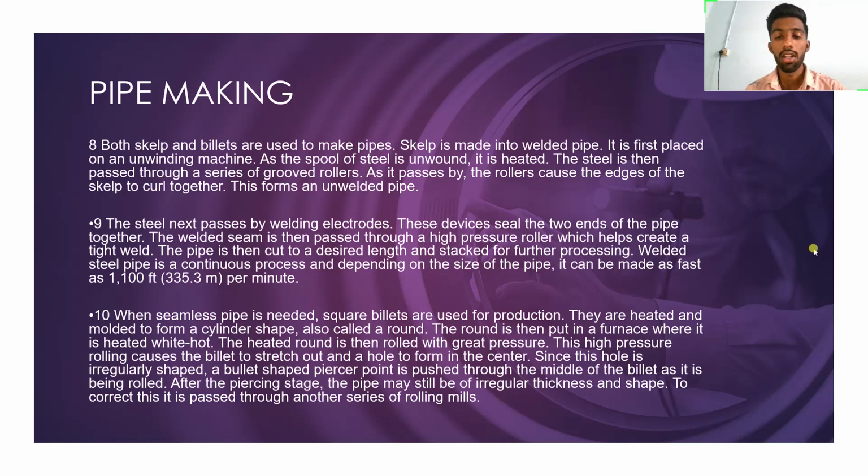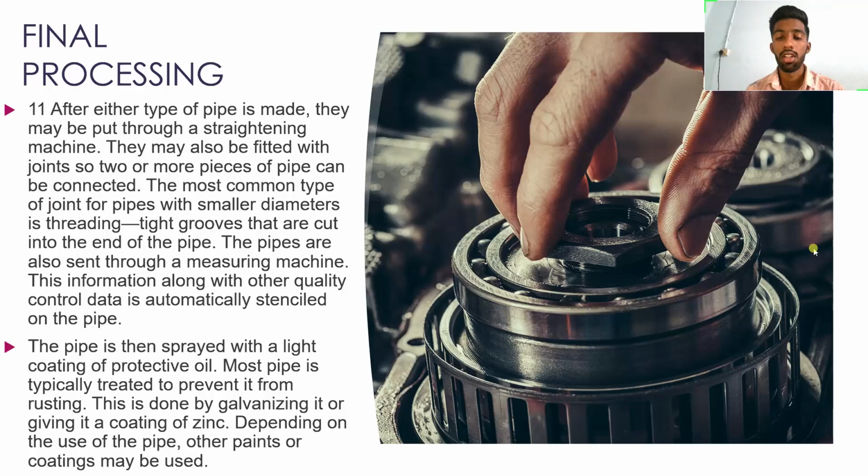When seamless pipe is needed, square billets are used for production. They are heated and molded to form a cylinder shape, also called a round. A round is then put in a furnace where it is heated to white heat. Then, since the hole is irregular shaped, a bullet shaped piercer point is pushed through the middle of the billet as it is being rolled. After the piercing stage, a pipe may still need final processing.